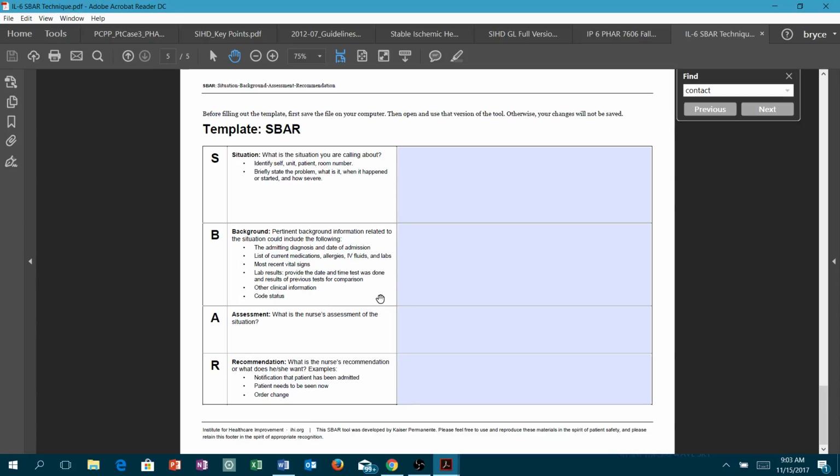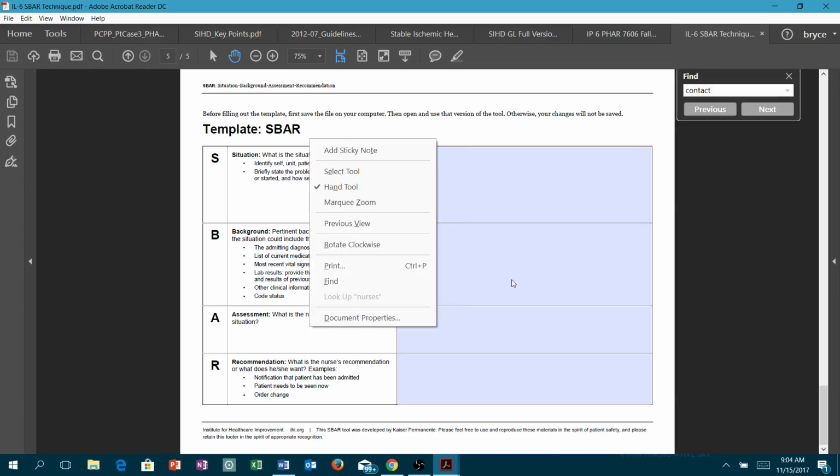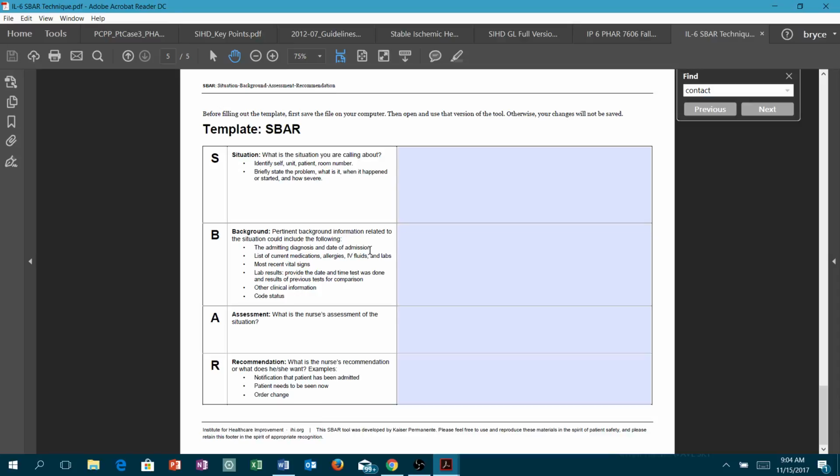Could be, yeah, what led to the problem, or some of that could be background too. Again, it depends on how you word it. Just think of the word assessment. What else? You guys did this already on paper. What do you think about it? Okay, so that's a good description. And the recommendation. What are you going to do about it? What do you suggest? What do you want them to do?